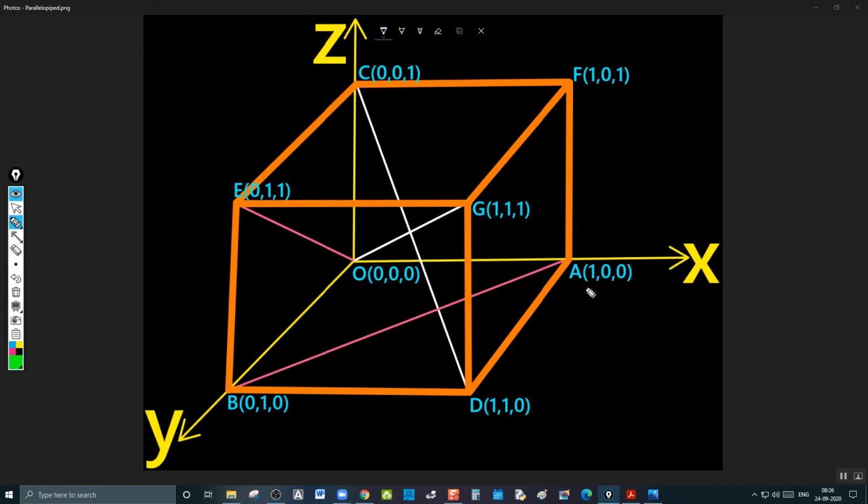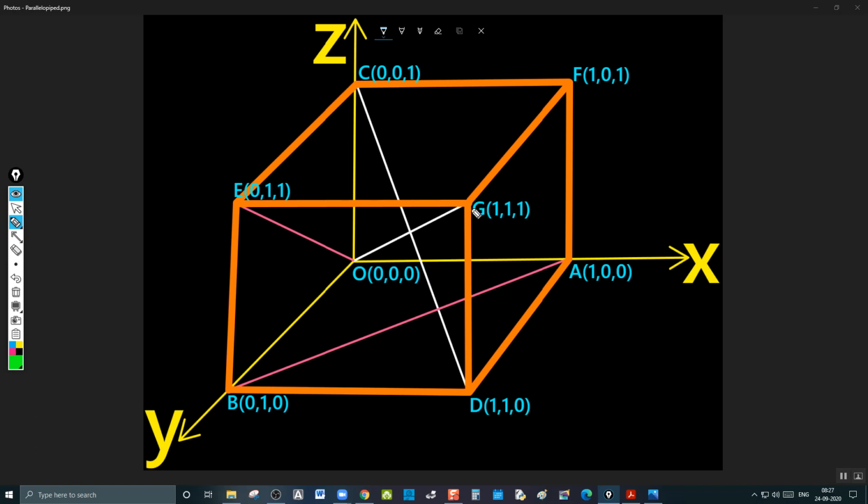In the unit cube, the length of each side is 1 unit. On the x-axis it is 100, on the y-axis 010, on the z-axis 001, on the xy plane it is 110, on the yz plane it is 011, on the zx plane it is 101, and this is a corner.